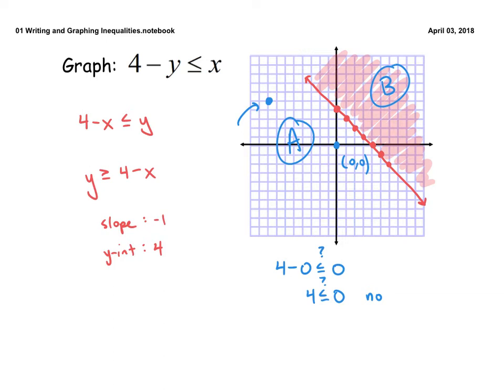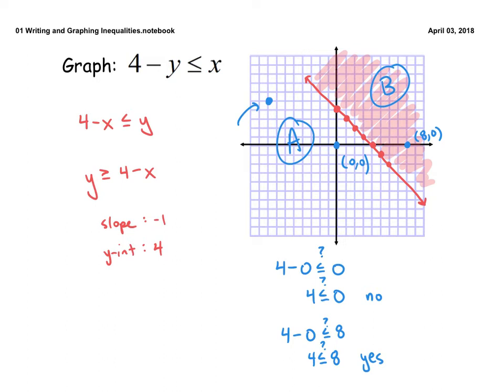So if we were to pick a point in region B, let's say we pick this point, 1, 2, 3, 4, 5, 6, 7, 8. So I pick 8, 0. Then I need to test this: 4 minus y, which is 0, is less than or equal to 8. So is 4 less than or equal to 8? And the answer, of course, is yes. So you can pick any point you want that's not on the line, and it allows you to know where to shade.